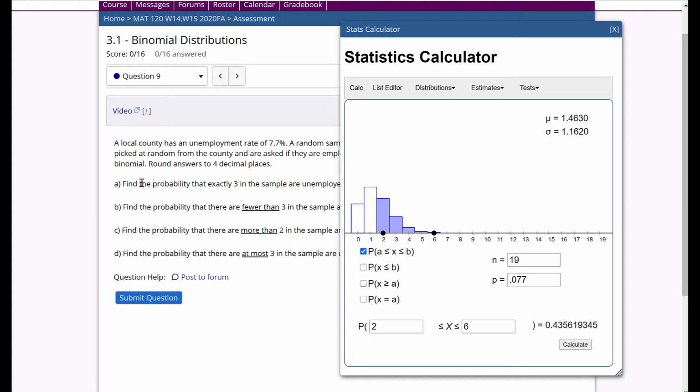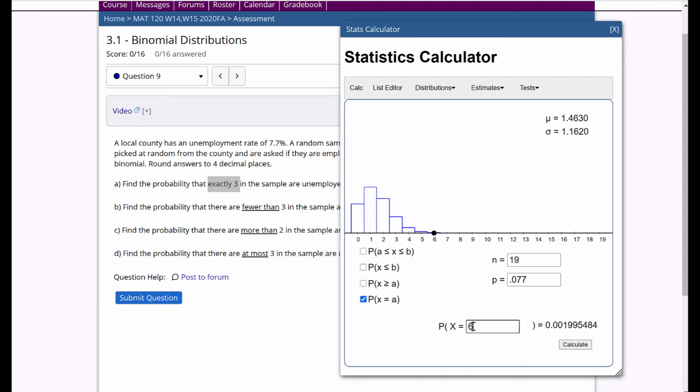All right, so the first question is, find the probability that exactly 3 in the sample are unemployed. So this language of exactly 3, you want equals to 3, the number of people in your sample that are unemployed to be equal to 3. You could do it as a between probability, but it makes most sense as the probability that x equals a. This would be equivalent to using binomPDF in your calculator.